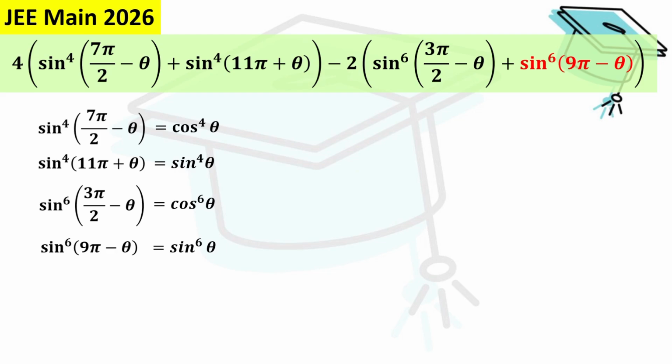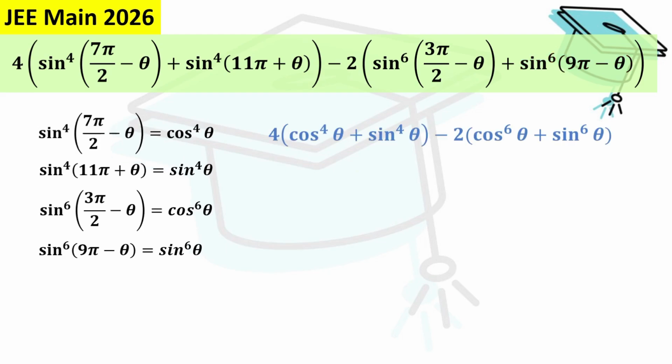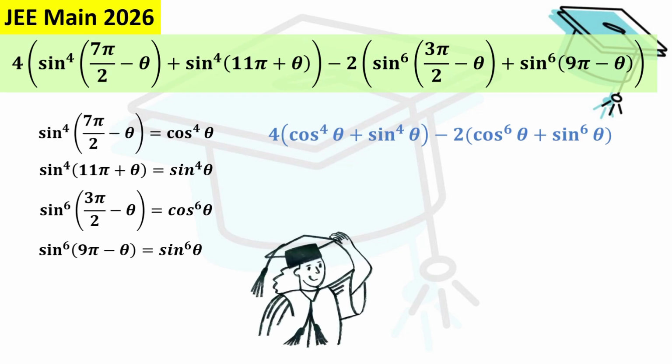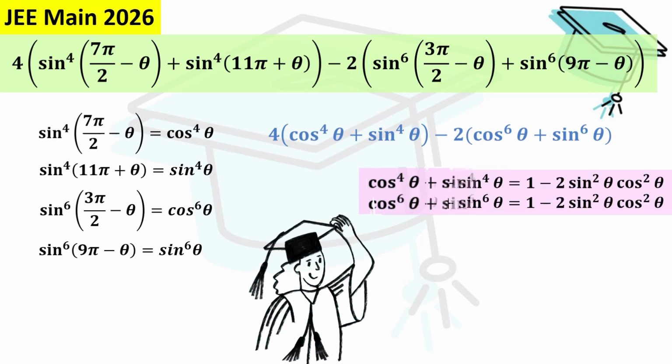So this function just becomes 4 times (cos to the power 4 theta plus sine to the power 4 theta) minus 2 times (cos to the power 6 theta plus sine to the power 6 theta). As a JEE aspirant, you must have these two identities at your fingertips. If not, here is how you derive them quickly.